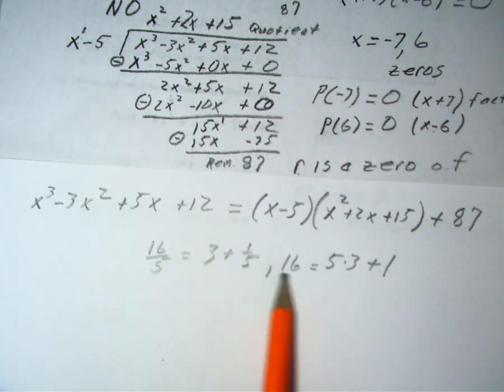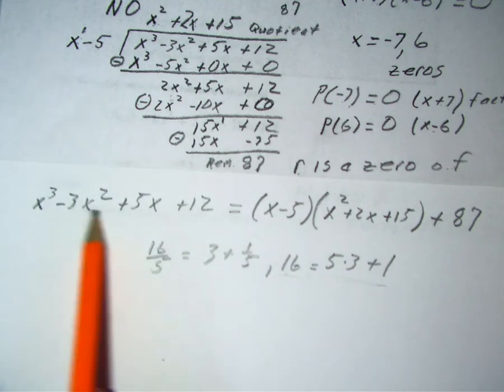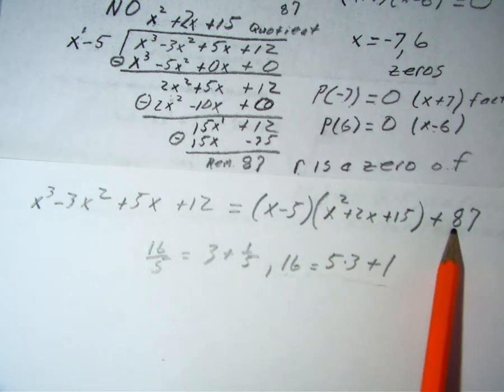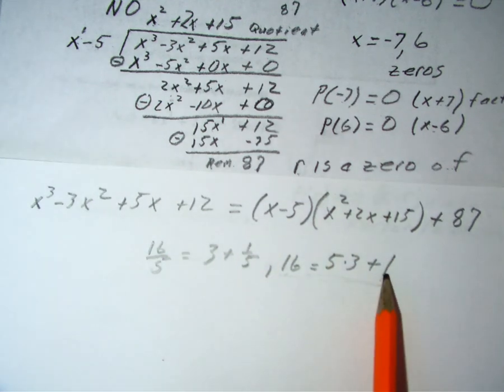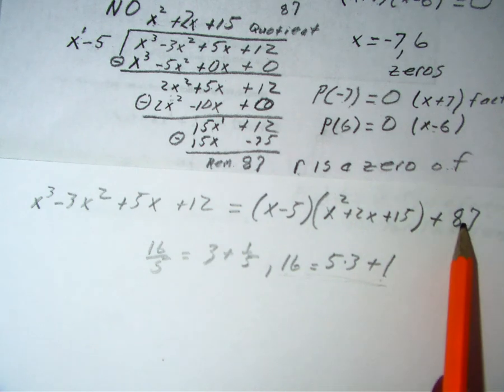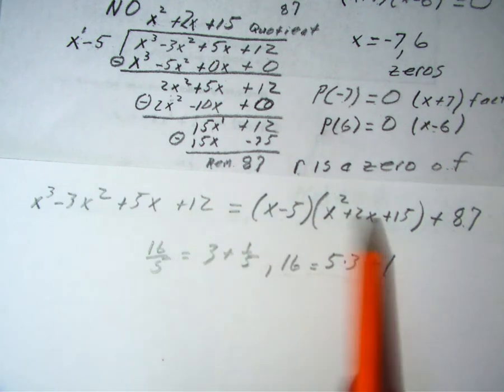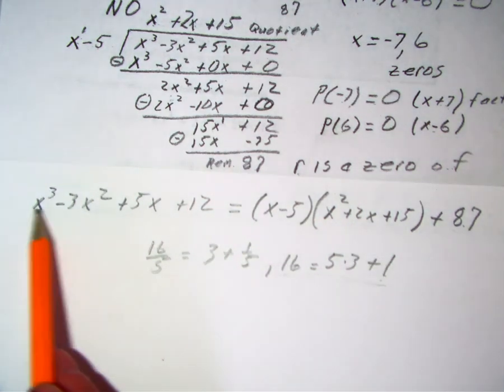You see this part right here? It really lines up with this. It's just that we're dealing with polynomials. You see, this 1 is the remainder here. This 87 is the remainder here. The 5 and the 3 correspond to this and this. And then the 16 is just like the whole original.